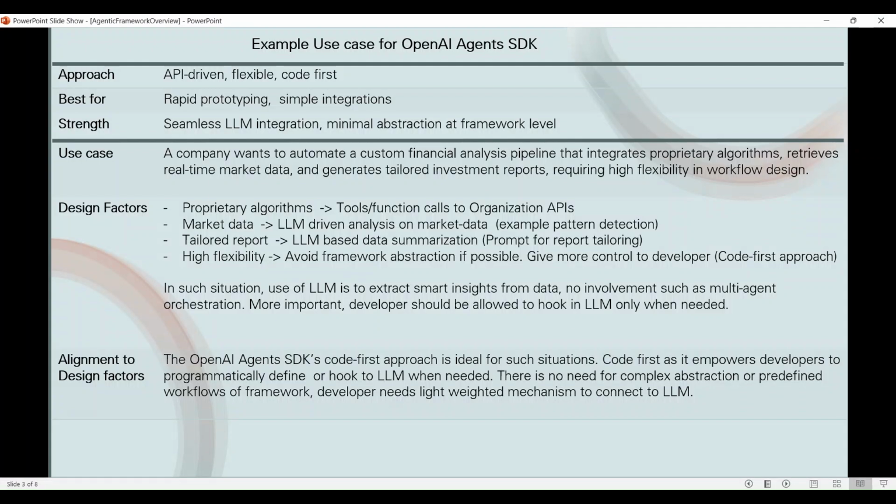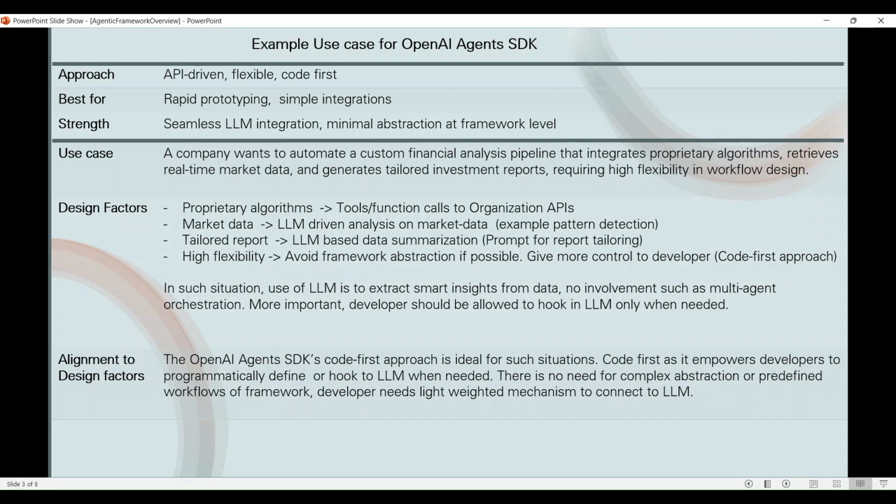So, as a developer and a tech lead, we should first be looking at the design factors. So, according to me, the design factors are a proprietary algorithm, which means the organization does have well-defined APIs and algorithms, and then market data.